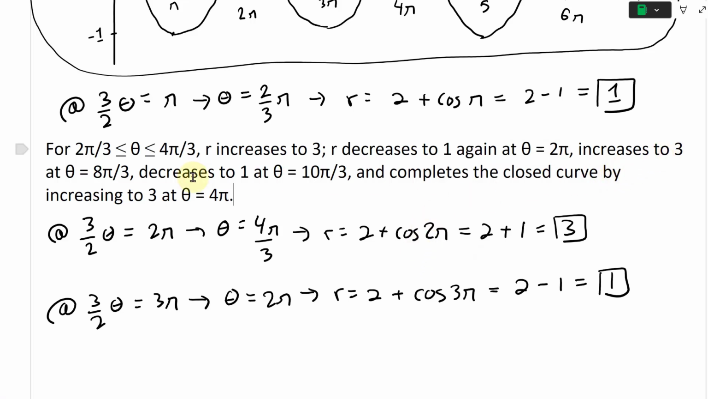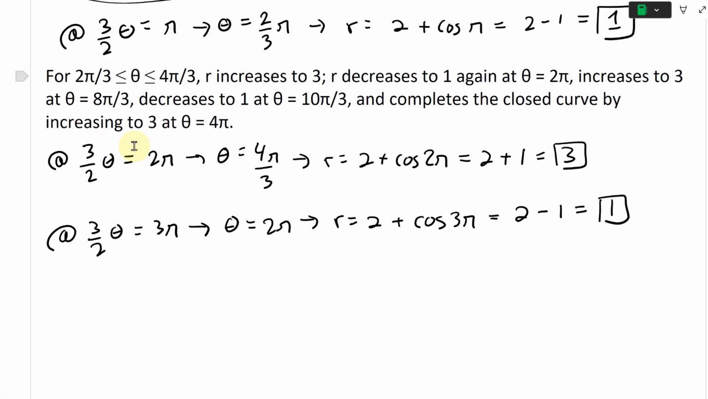Now the next one increases to 3 at theta equals 8 pi over 3. And you can see the pattern. We just add another 2 pi over 3 each time to this top part. So the next one's going to be 6 pi over 3, that goes to 2 pi. Then it's going to go 8 pi over 3, then 10 pi over 3. But anyways, let's just keep the same pattern up.